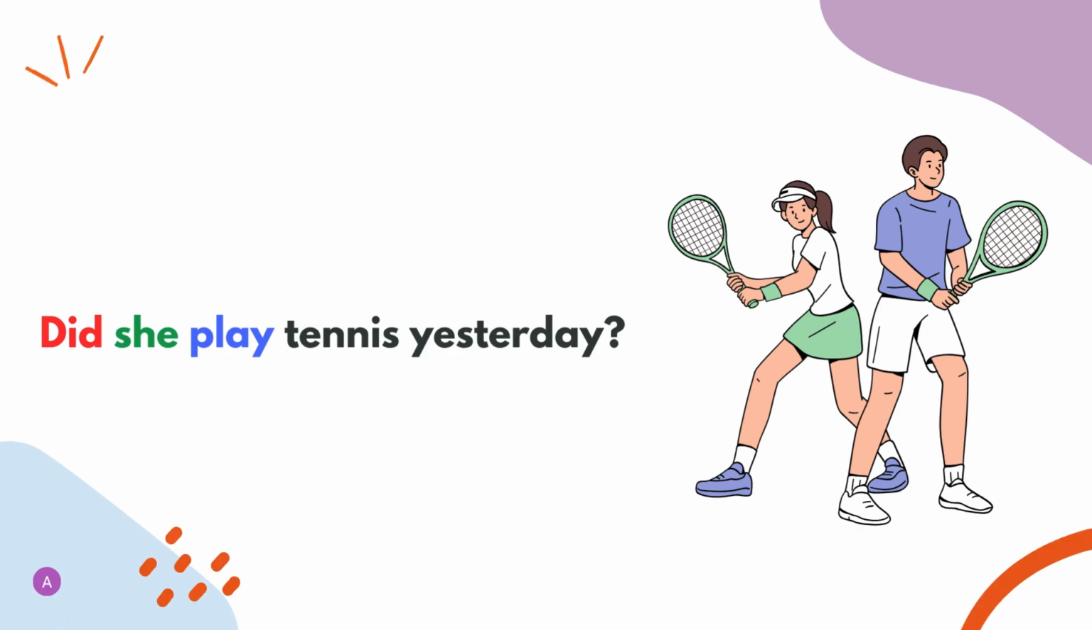Our second example is: did she play tennis yesterday? Again, we see the same structure. Did is the auxiliary, she is the subject, play is the base form of the verb, and tennis yesterday is the complement.